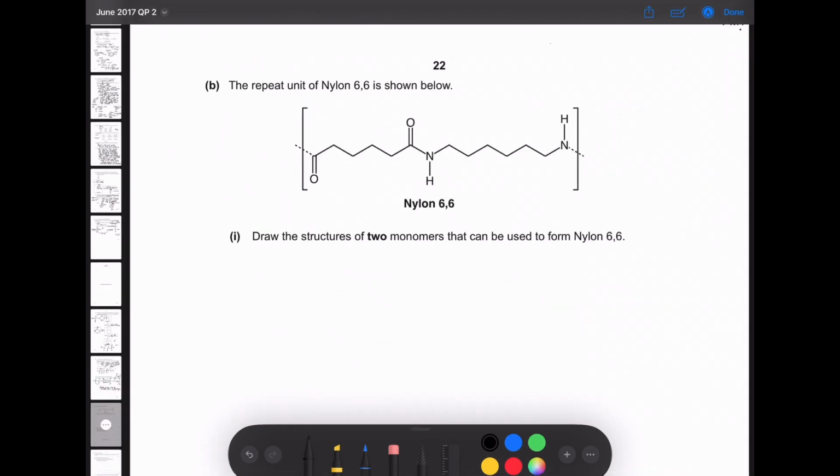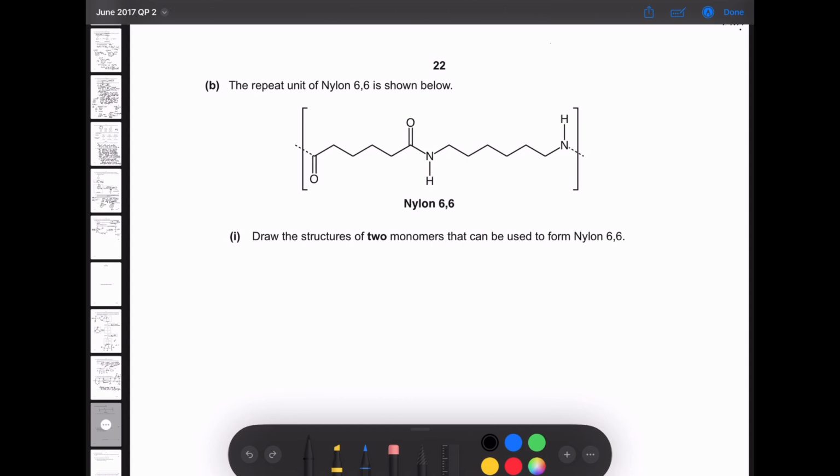The repeat unit of nylon 6,6 is shown below. Draw the structures of 2 monomers that can be used to form nylon 6,6. So we know we've got a polyamide here because the nitrogen and the oxygen are next to each other. So how can we form a polyamide? Well, it can either be a dicarboxylic acid and a diamine, or it can be one that contains both groups.